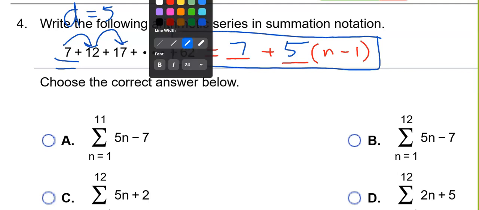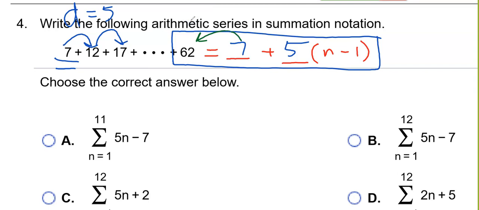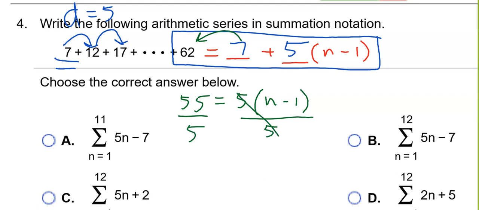So it's very similar to what we did before. We subtract the 7 to the other side. Oops, I evidently cannot subtract. So that would be 55 equals 5n minus 1. And then just like we did before, we would divide by 5. And so how many terms do we have? Looks like we got 12, right? So we need all options that have 12 terms in it.